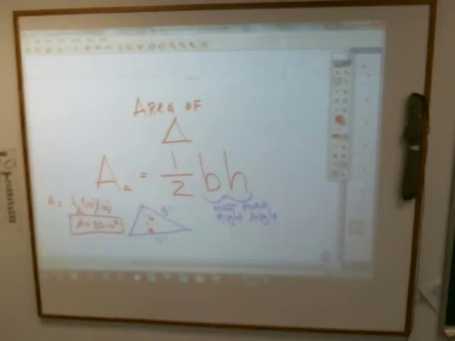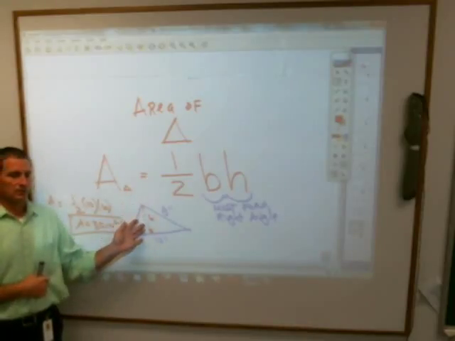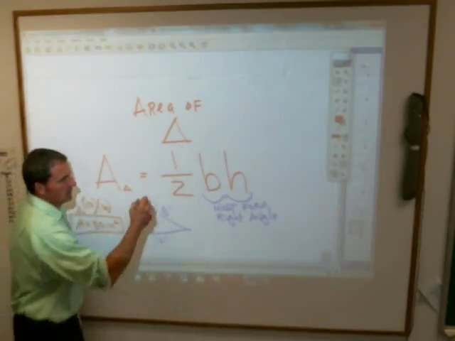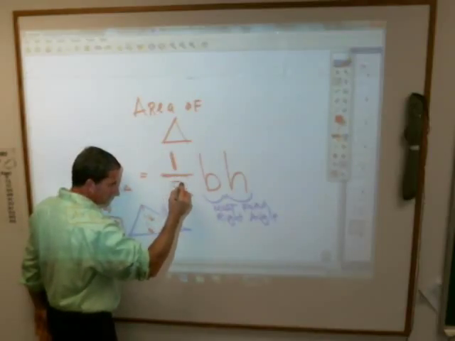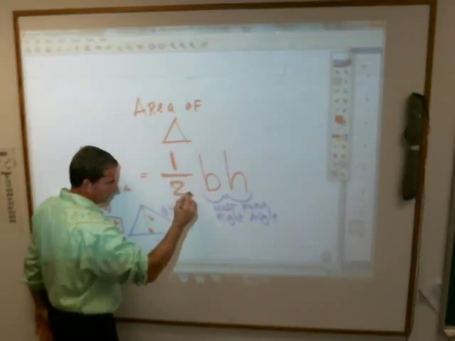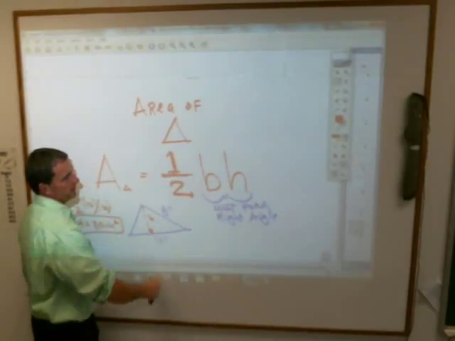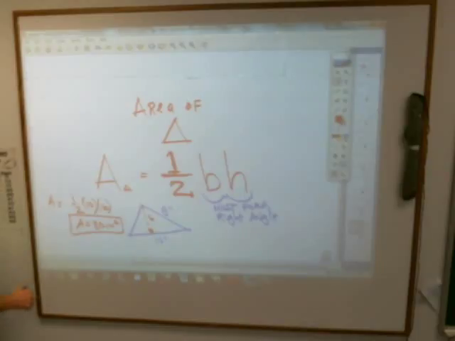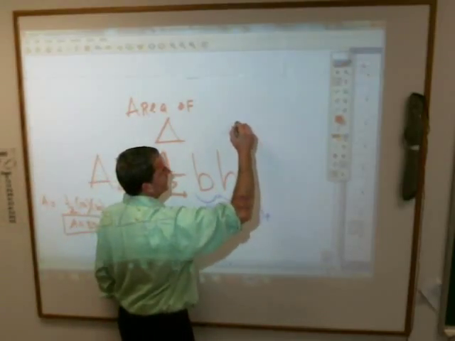You got that? And I only emphasize that because so many people get this wrong all the time. Well, number one, they forget about this. Don't forget about the half part. And then they don't multiply the two lines that form the right angle. So one more example maybe for you would be this.